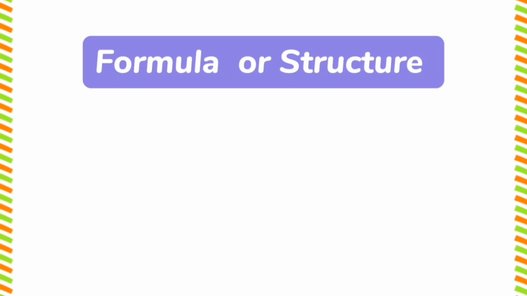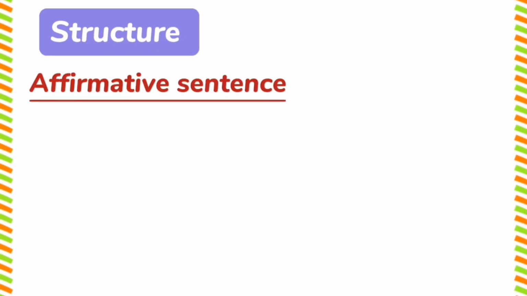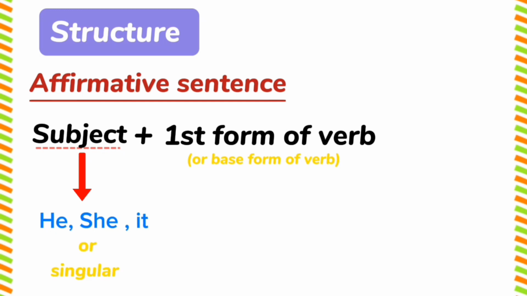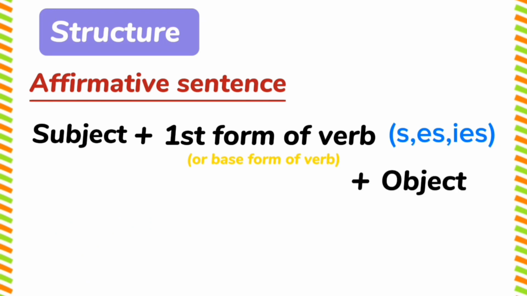Now, we learn its structure or formula for affirmative sentences. Structure. When we make present indefinite tense, first we write subject, then write base form of verb or first form of verb. If the subject is a third-person singular number, meaning he, she, or it, the suffixes s, es, and ies should be added to the verb's end. At the end we write object as optional.